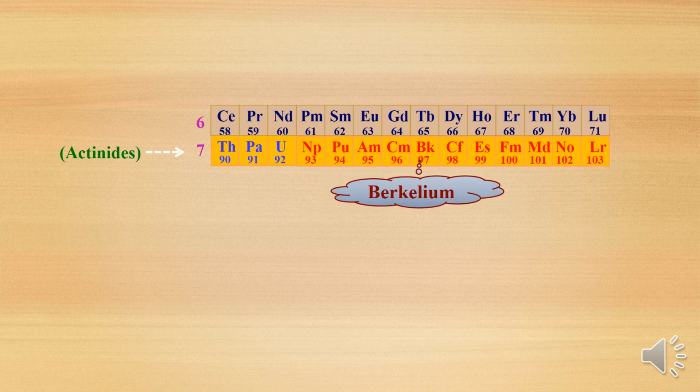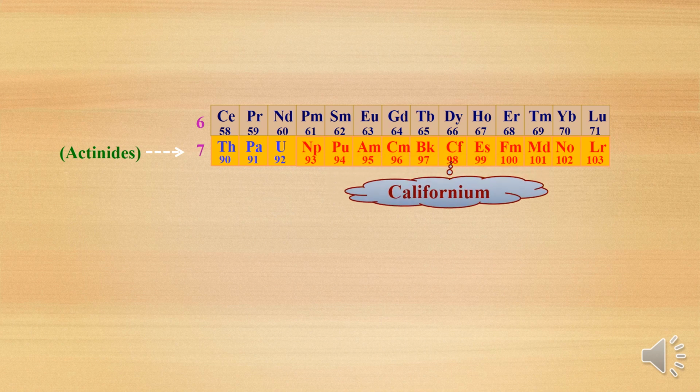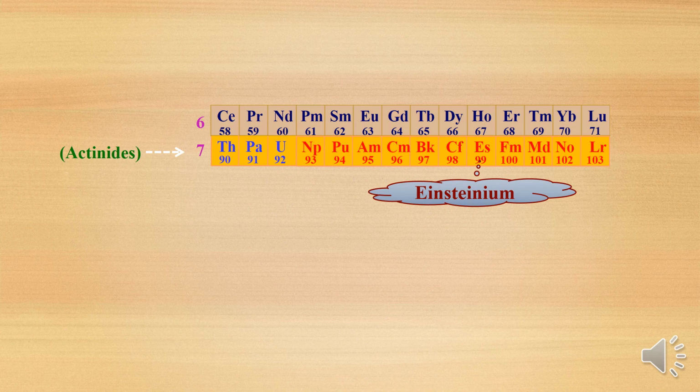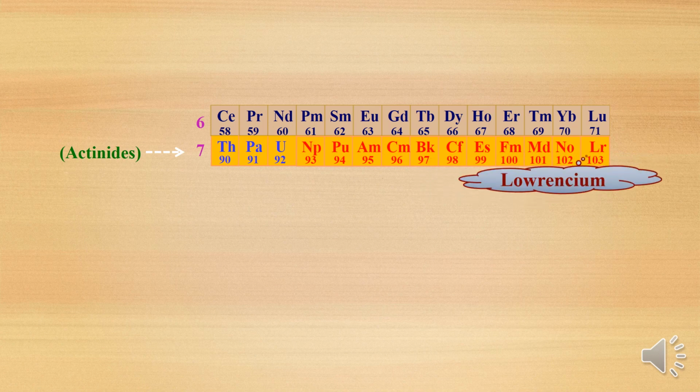96 curium. 97 berkelium. 98 californium. 99 einsteinium. 100 fermium. 101 mendelevium. 102 nobelium, and 103 is lawrencium. So these are the actinide series elements, or actinides.